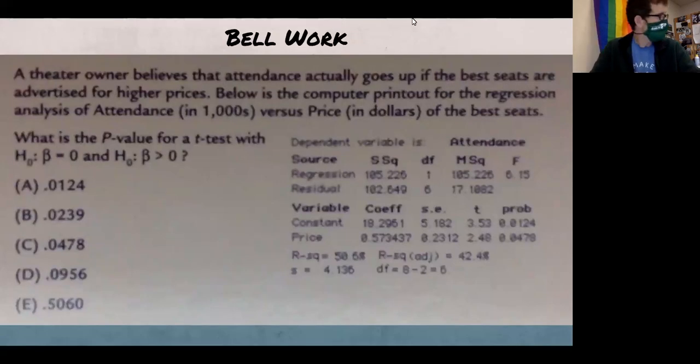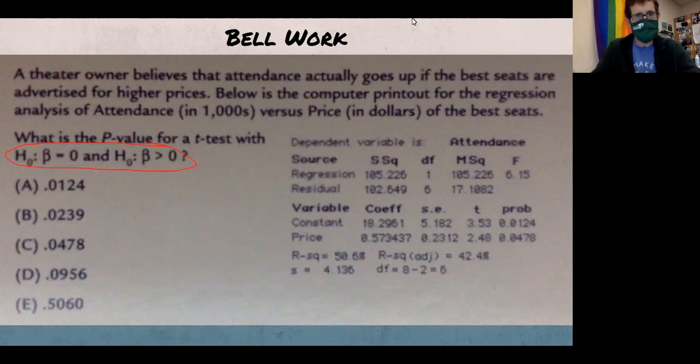With this bell work, we are looking at a computer printout. This is just a basic thing to keep in mind: if there is a computer printout, it is going to be a regression question, and not always an inference one. But this one is, because you can see we have a couple of hypotheses. Luckily, we're not having to do anything too complicated with this problem.